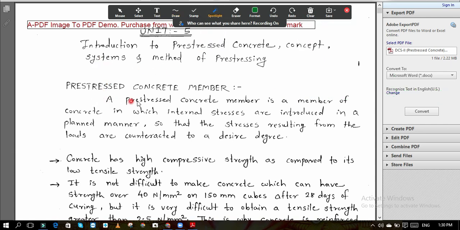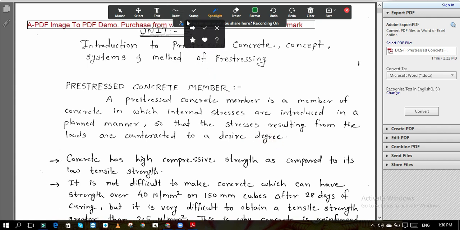First, the pre-stress concrete member. What is pre-stress? By definition, a pre-stress concrete member is a member of concrete in which internal stresses are introduced in a planned manner. So we introduce the internal stresses in the concrete member so that the stresses resulting from the loads are counteracted to the desired degree. So what is the meaning of this?